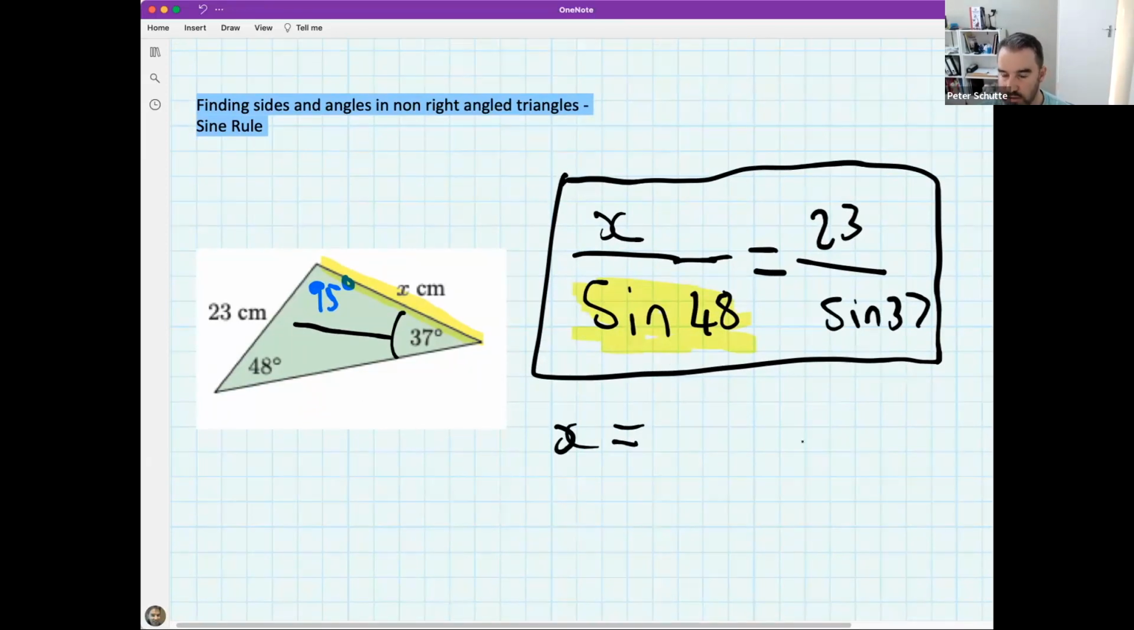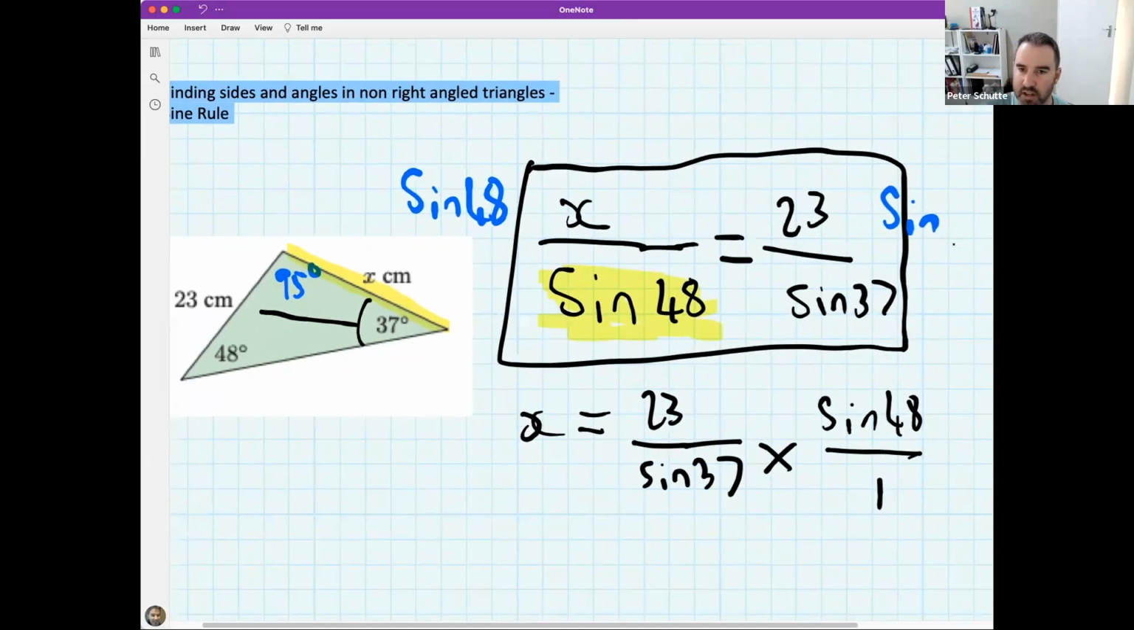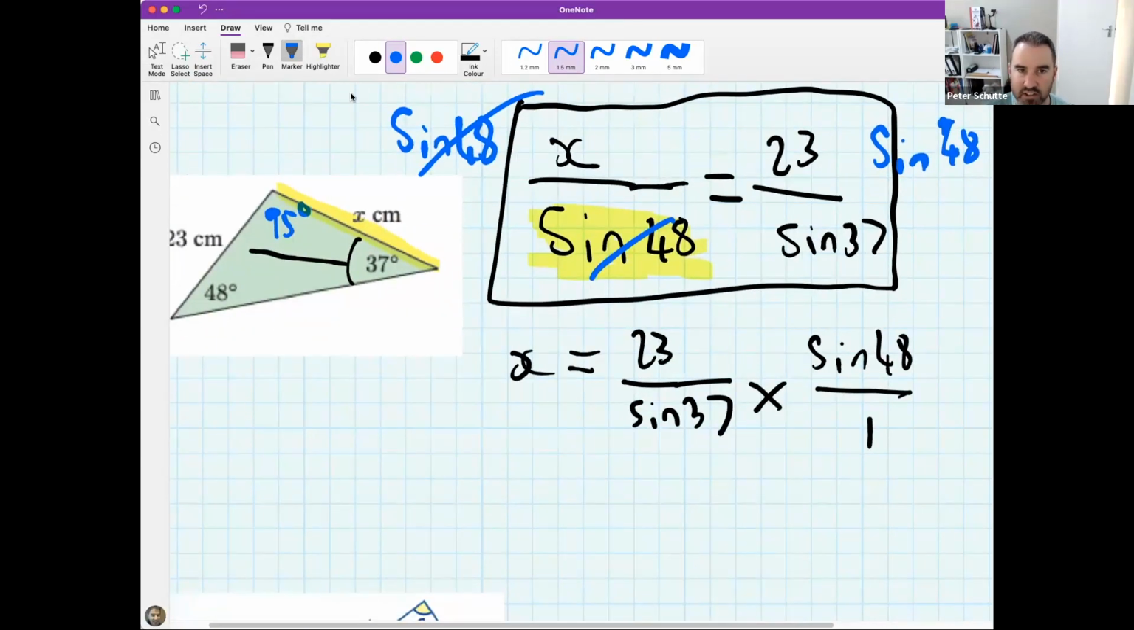So Naomi has said, multiply both sides by sine 48, in which case you would get basically whatever you had here, and you could say times by sine 48 over 1. Or essentially what you're doing is you're saying, I'm going to times this side by sine 48, and I'm going to times this side by sine 48. And then these will cancel. Okay, now I want you to put that into your calculator for me.